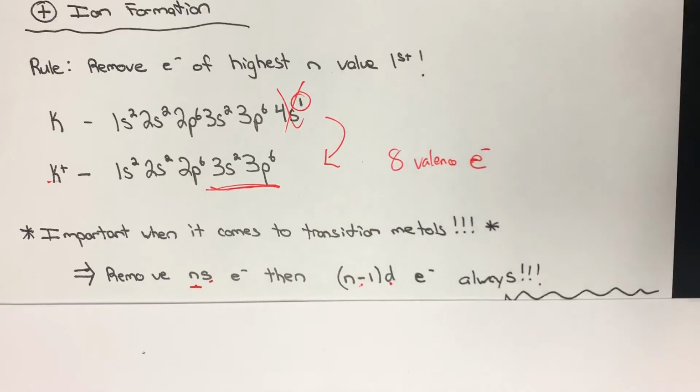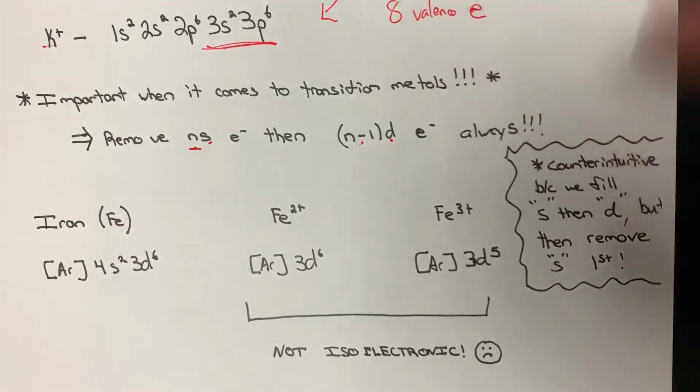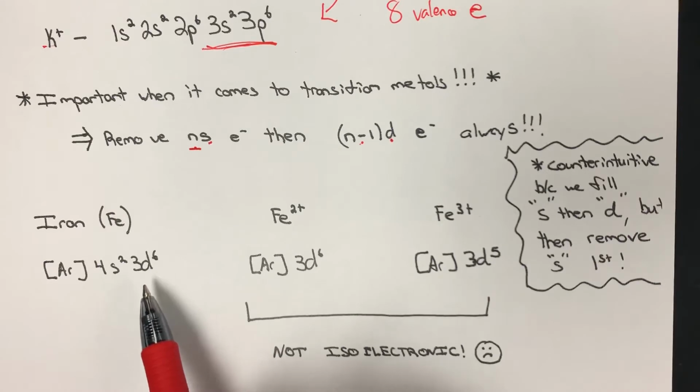Okay, and we're going to see some examples here. Now if p orbitals come into the mix, we'll see a nice example there as well. So let's say we have iron, and this would be its abbreviated noble gas electron configuration. So nothing too weird with iron. We find that we fill the s orbital before we fill the d orbital.